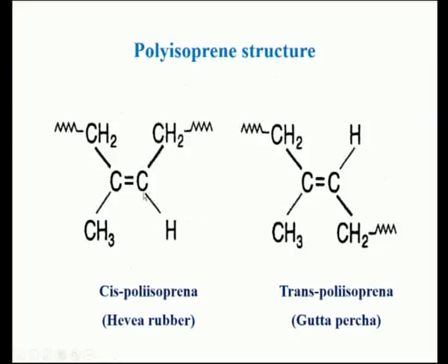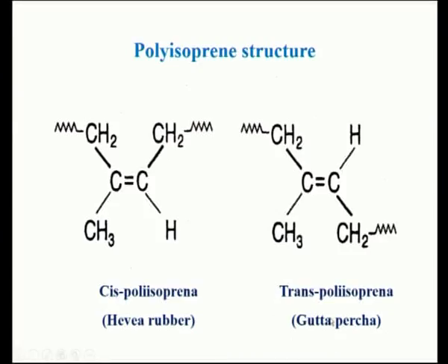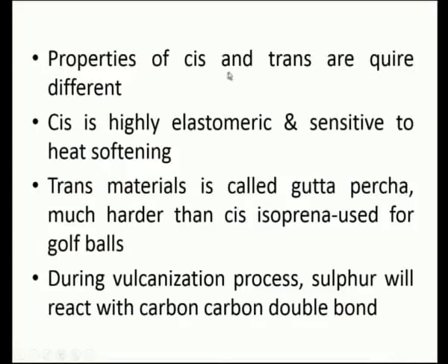Based on this cis and trans, which is available in gutta percha, which we discussed in the previous class, and cis is available in our natural rubber. So, our natural rubber contains only the cis isomer, whereas some other polymer rubber material, gutta percha, has the trans isomer. Depending upon our requirement for some property, as we discussed in the previous slides, we can choose any one of the polymer or rubber materials. Properties of cis and trans are quite different.